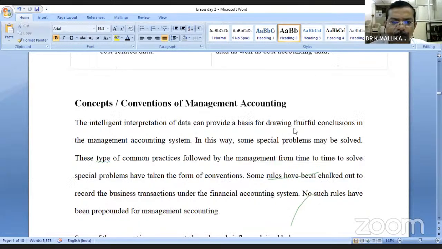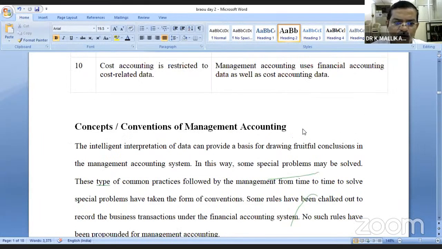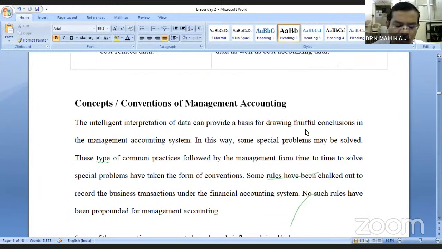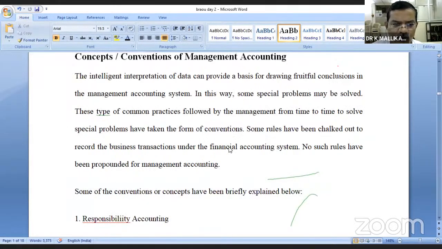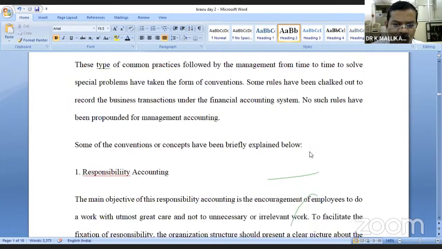Now we move to the conventions of cost accounting as well as the conventions of management accounting. Management accounting is the interpretation of data. It provides the basis for drawing fruitful conclusions. Yesterday we discussed that a number may be read as 6 or 9, so it matters how well we interpret data. Accounting has some conventions, cost accounting has some conventions, and similarly management accounting also has some conventions.